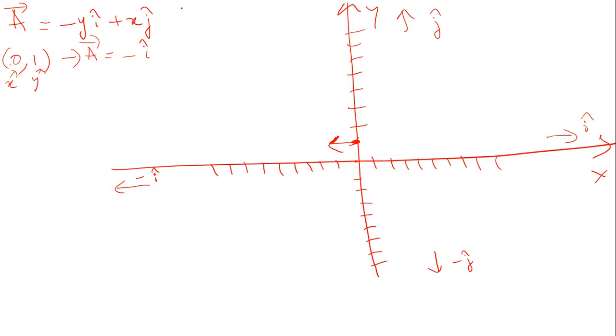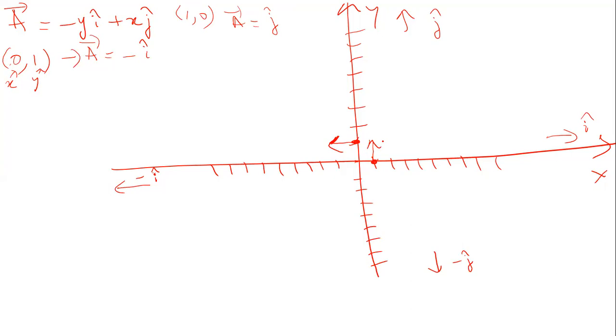And at (1, 0), your A vector will be y is 0, x is 1, meaning j cap. So what is (1, 0)? (1, 0) is this point. X coordinate value is 1, y coordinate value is 0 here at this point. So here you will have a unit vector pointing along the positive y-axis, j cap direction, right?